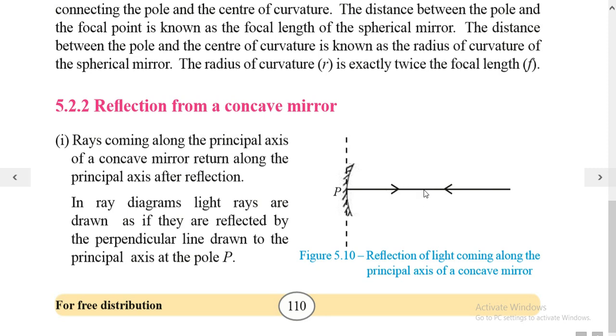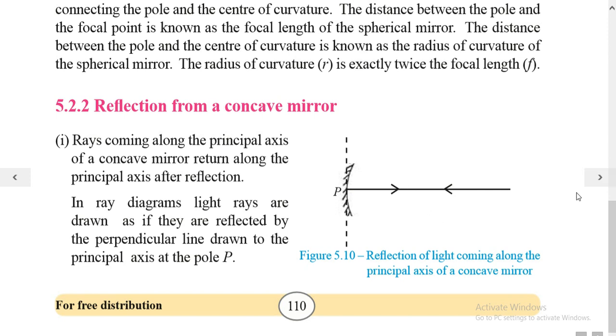The reason is that the principal axis is a line drawn perpendicularly to the mirror surface at P, the point of incidence. Because of that, a light ray traveling along the principal axis travels back along the same path after the reflection. This is the first one.